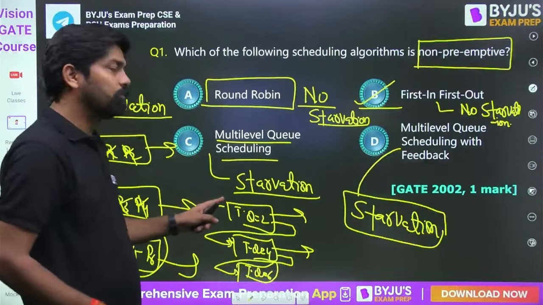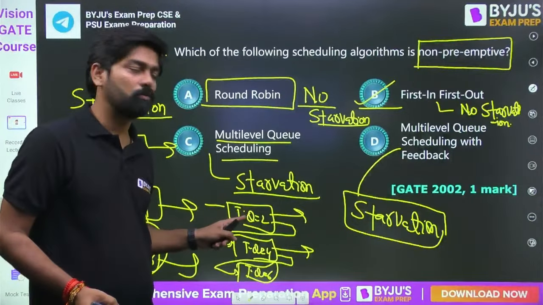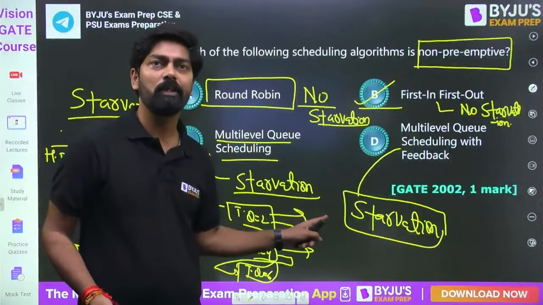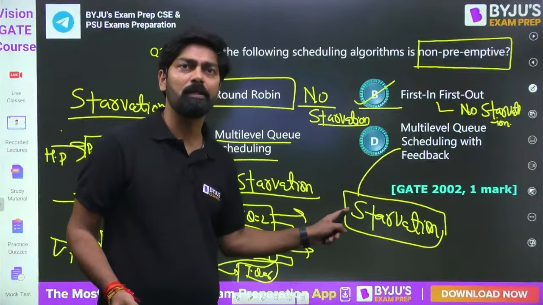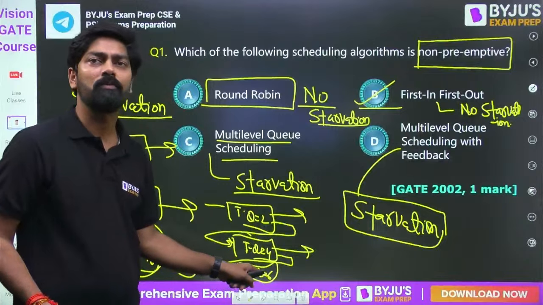Let's suppose a process comes in and the time quantum is 2. If the burst time is 2 and the time quantum expires, the process has finished, no problem. Fine, if the time quantum of 2 expires and the process still has work left, it will move to the next queue. Are you getting my point?